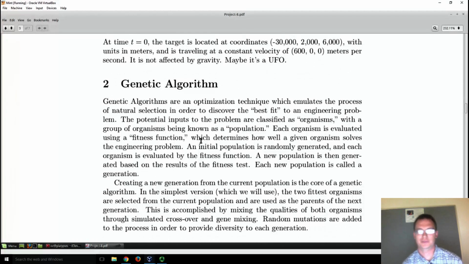So now we come to the genetic algorithm part. And maybe you've heard of these, maybe you haven't. When I learned of them, I thought they were super cool. Turns out they're really good for some problems and really bad for others. This is one of those problems where they're really not that great, but we're going to do it anyway because it's cool.